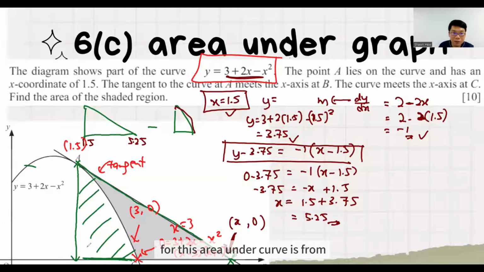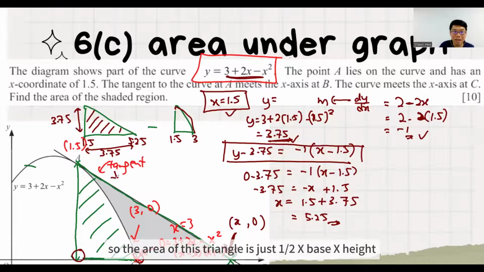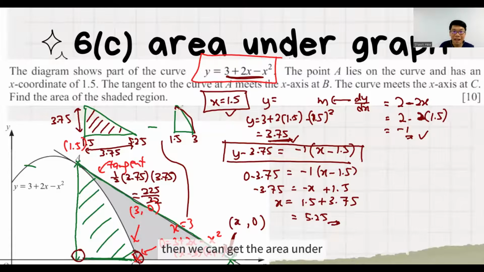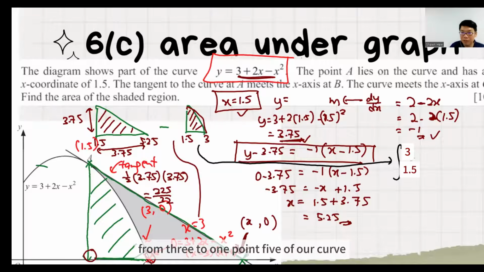For this, the area under the curve is from 1.5 to 3. So first we find the area of this triangle. The base is 3.75, and then the height 3.75. So the area of this triangle is just half times base times height, 225 over 32. Then we can get the area under the curve for this part, which we need to do integration from 3 to 1.5 of our curve.